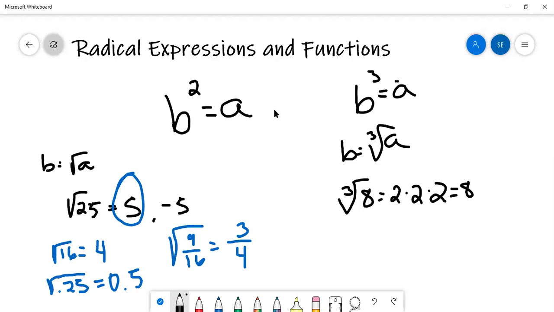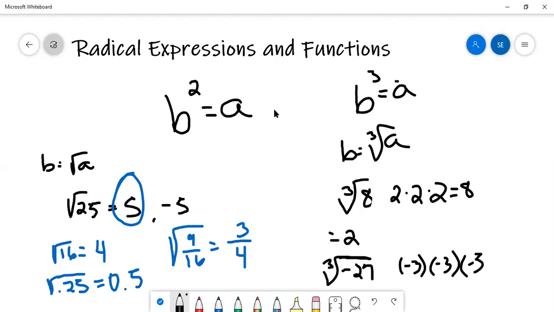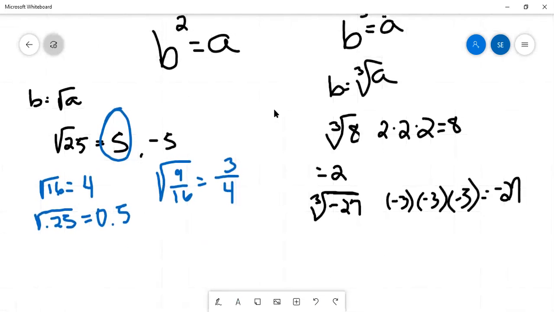So the cubed root of 8 is equal to 2. And like I said before, we can take the cubed root of a negative number. So we can take the cubed root of negative 27. Okay, so negative 3 times negative 3 times negative 3 is equal to negative 27. So the cubed root of negative 27 is equal to negative 3.